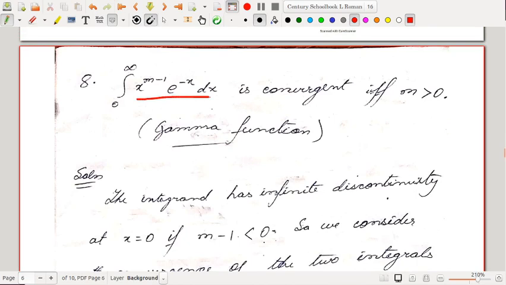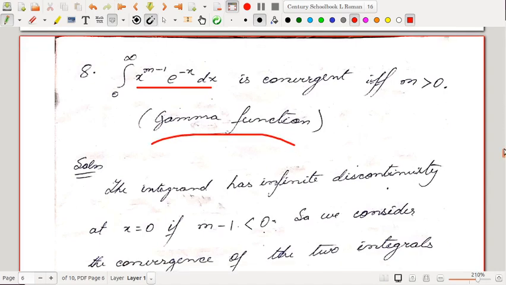The next one is the integral from 0 to infinity of x to the power m minus 1 into e to the power minus x dx. We have to show that it is convergent if and only if m is greater than 0. This particular integral is called the gamma function, which we will do in the very next lecture. There are two types of special functions which we will be doing: the beta function and the gamma function.